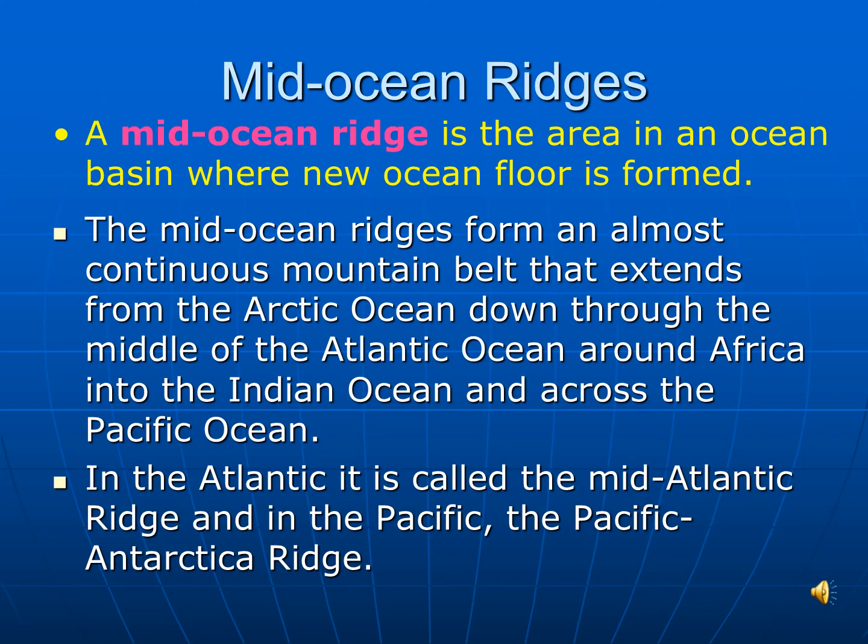We talked about mid-ocean ridges before. This is the area in the ocean basin where new ocean floors form. So remember that once it spreads, and that land will come in between, okay? So in the Atlantic, it's called the Mid-Atlantic Ridge. In the Pacific, it's called the Pacific Antarctica Ridge.